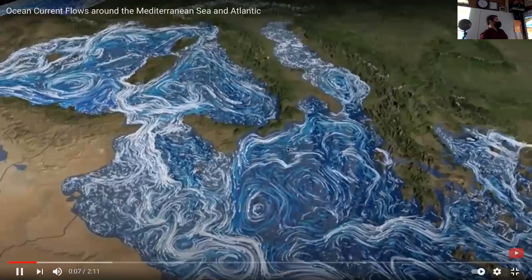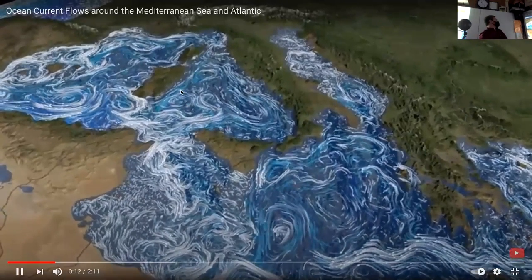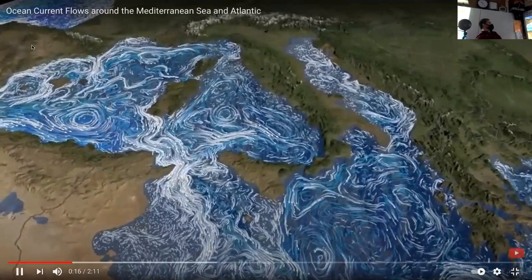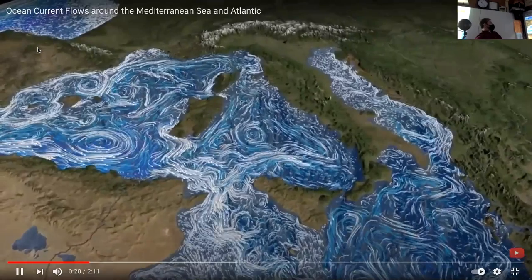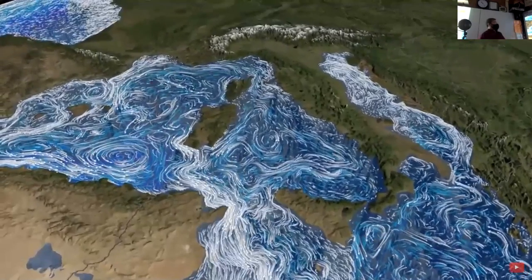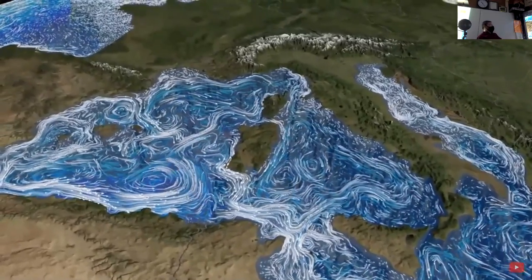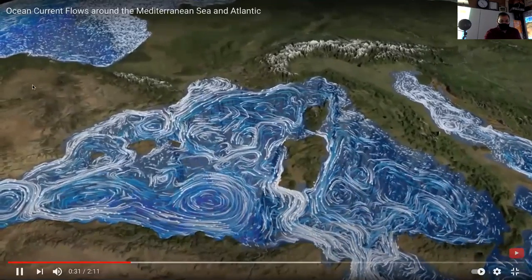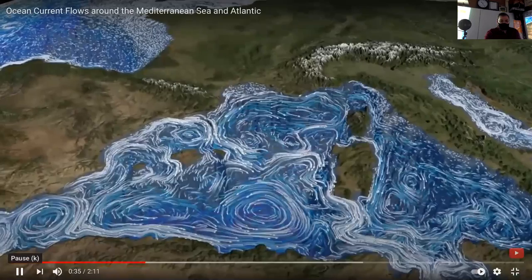So this is the Mediterranean Sea here. This is the southern part of Italy, the boot of Italy. And then this is the main Mediterranean Sea. This is France up here. Oop, France is here, Spain is there. So you can see the motion of the currents can be very complex within an ocean basin. There's a general flow of water into the Mediterranean Sea through the Strait of Gibraltar.